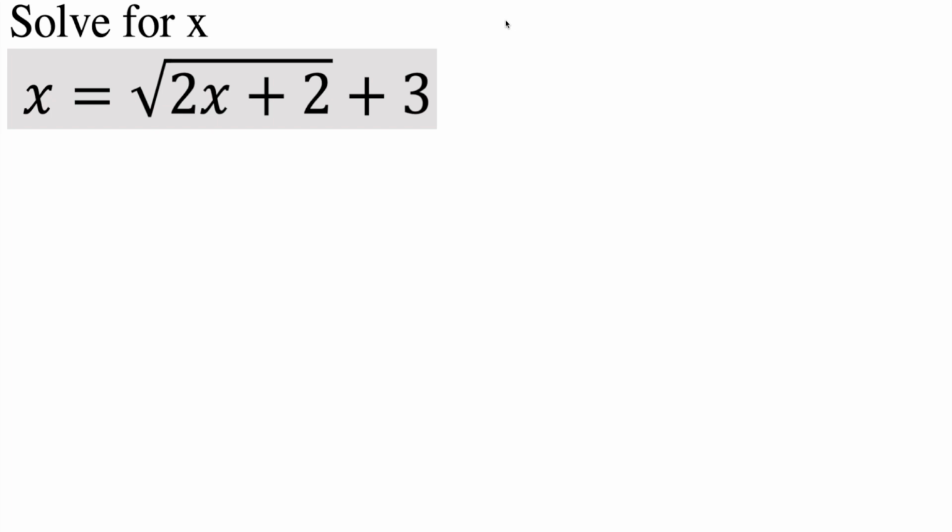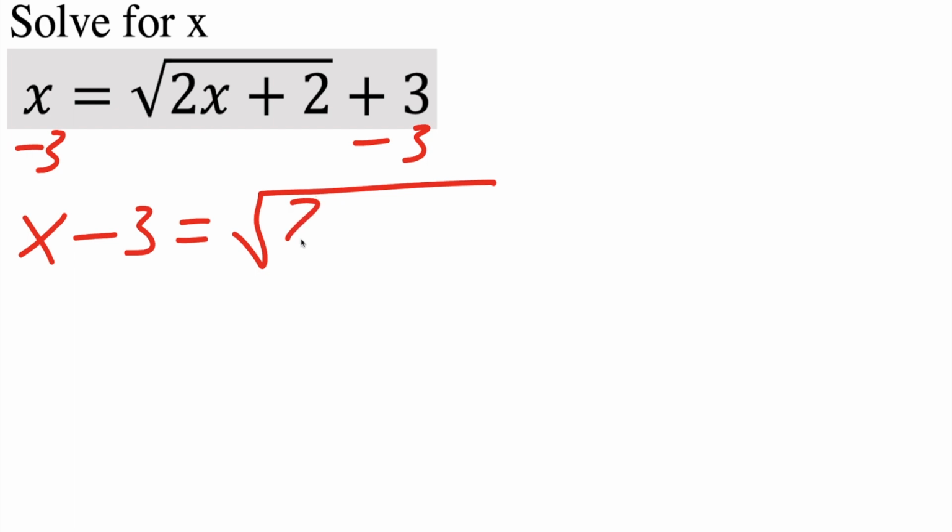Now we'll do another problem, same procedure. It looks different, and the way we're actually going to solve this problem is slightly different, but it's still going to be the same procedure. The first step says isolate the radical. So this is our radical. So we need to get rid of this plus 3, so we're going to subtract 3 on both sides. We get x minus 3 is equal to the square root of 2x plus 2. So step 1 is done. We got the radical by itself.